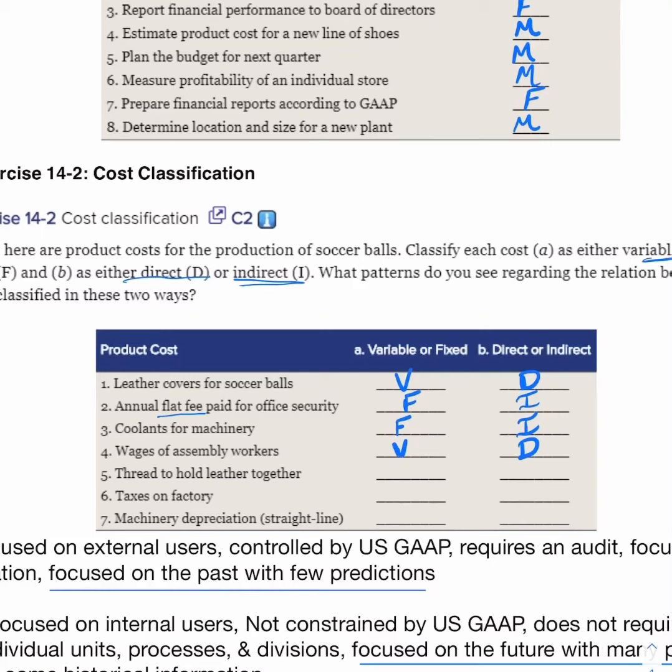Next, we see thread to hold the leather together. This is absolutely a variable cost, as the more soccer balls we produce, the more thread we will need to hold that together. But this is most likely a very inexpensive portion of this soccer ball, so this is an indirect cost. It simply wouldn't make sense for us to try to track down exactly how much thread got used on each one of these soccer balls.